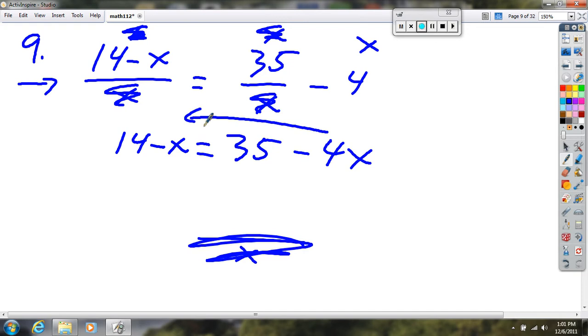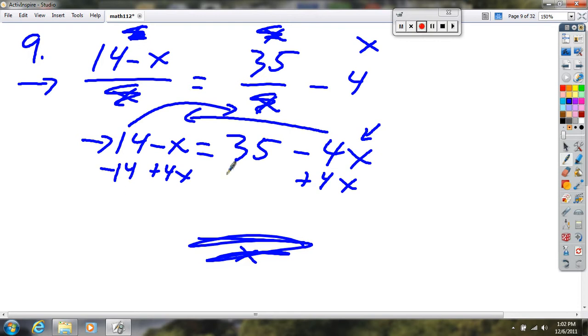We're going to get rid of the x's on the right, we're going to move them, and we're going to take the 14 on the left and move it to the right side. We want letters on the left side, numbers on the right side. So I'm moving the negative 4x, so I need a positive 4x there, and a positive 4x here. I am moving the 14, so that's a negative 14 and a negative 14 on the other side.